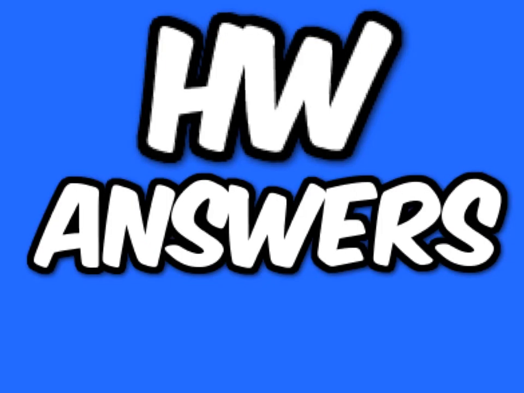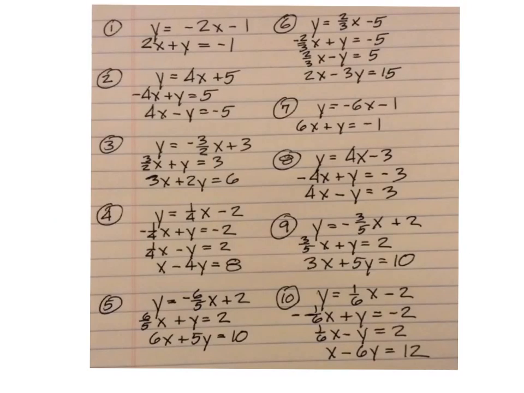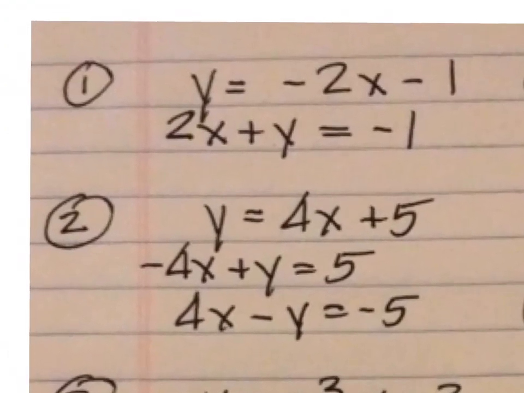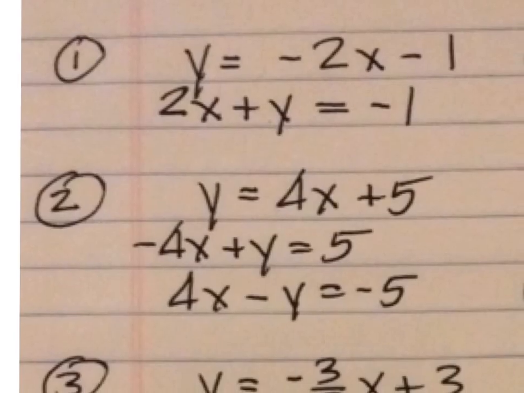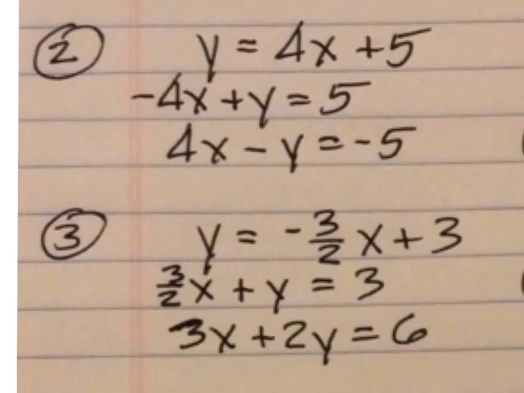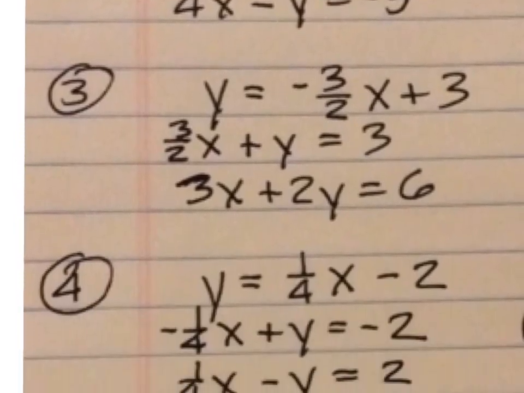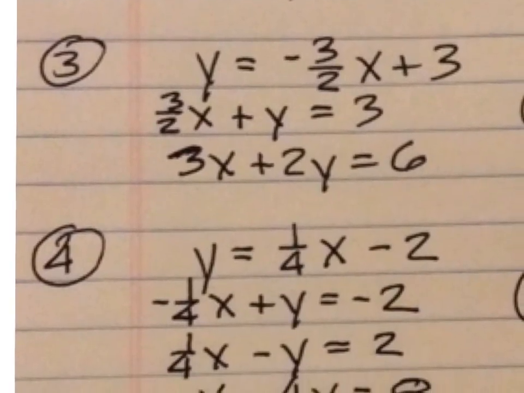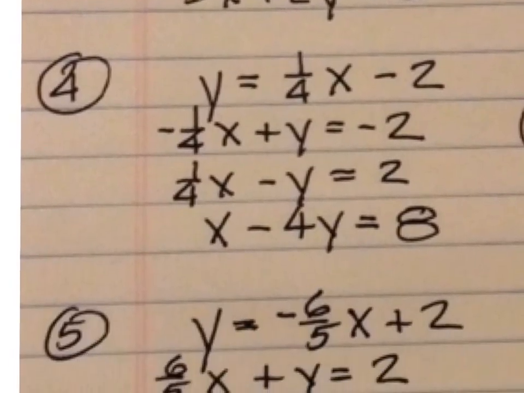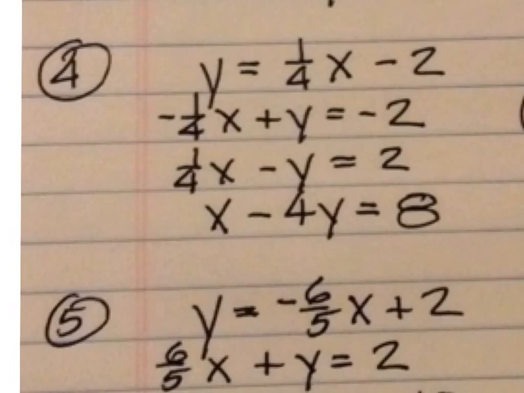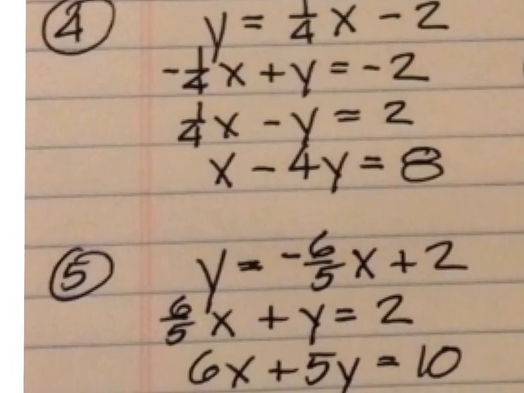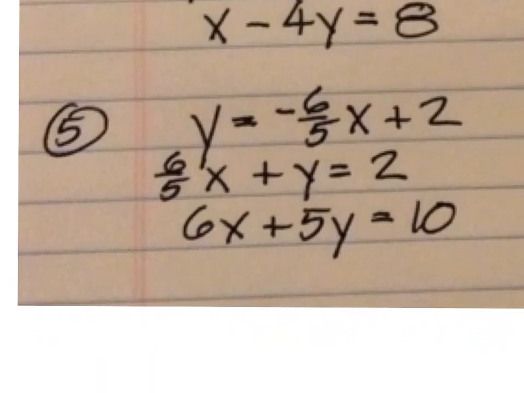Homework answers. Number 1 is 2x plus y equals -1. 2 is 4x minus y equals -5. 3 is 3x plus 2y equals 6. 4 is x minus 4y equals 8. 5 is 6x plus 5y equals 10.